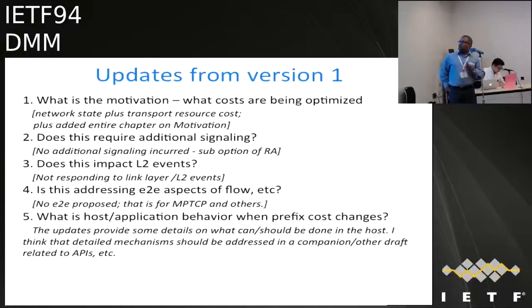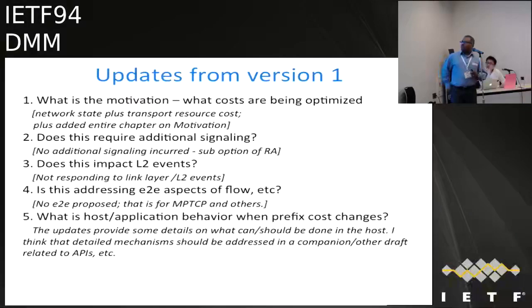And the fourth question was about whether it's addressing end-to-end aspects of the flow. This is not addressing the end-to-end aspects of the flow. This is specifically related to the additional costs as a result of the change in access router. We assume that the end-to-end costs can be handled by protocols such as MPTCP and so on, for which there are good methods.